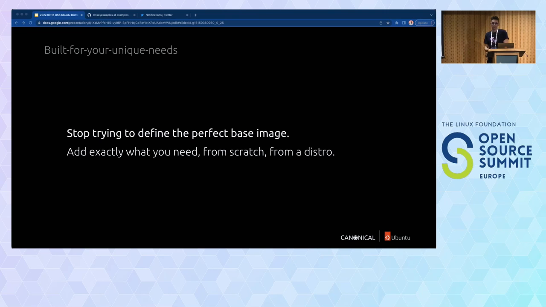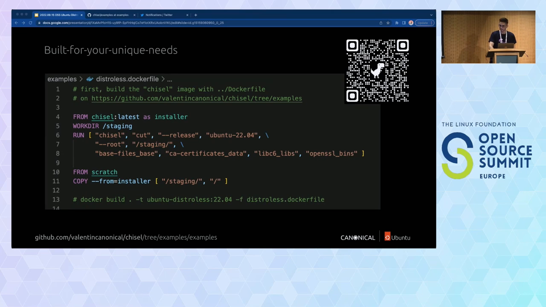One of the lessons we learned is that there's no point in trying to define the perfect base image. At least that's what we think. And that the best is to provide the tools for everyone to build their own base image when they are packaging their own software. And I had this example of how you can use it.